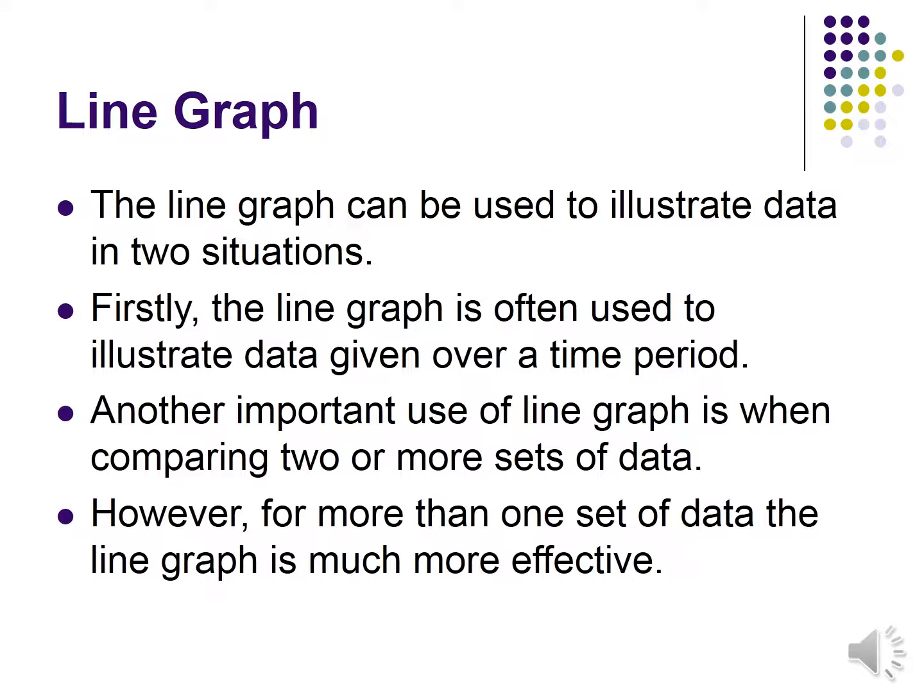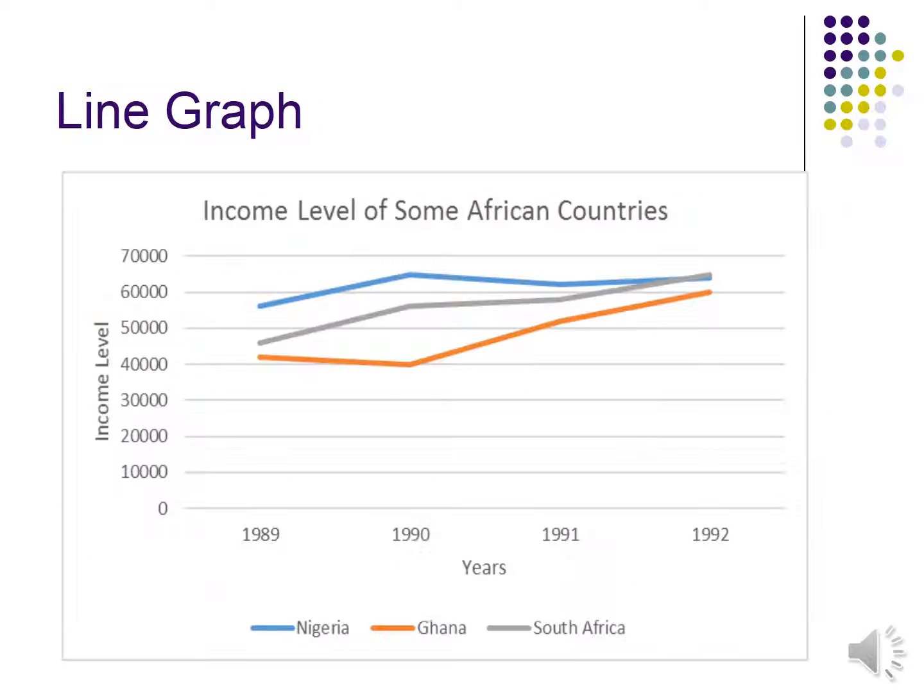You can use a line graph to illustrate data in two situations. It tells us of a trend over a period of time. And then you can also use a line graph to compare two or more sets of data. But for more than one set of data, the line graph is much more effective than a bar chart. That's what we're looking at here.